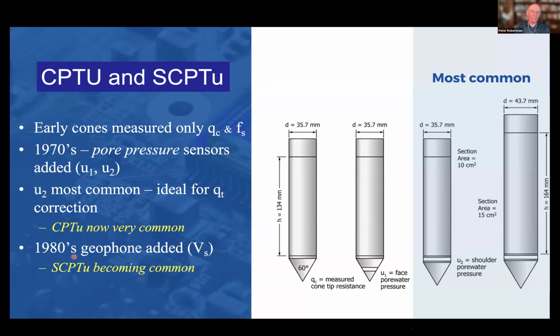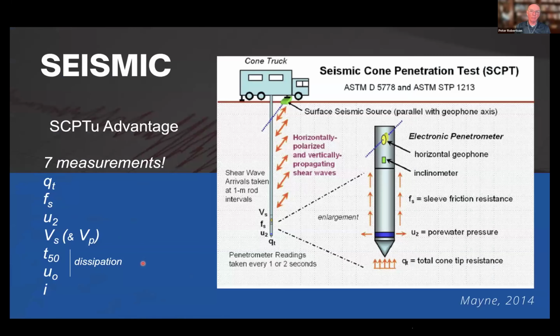And as I say, in the early 80s, we added geophones into the cone so that you can measure shear wave velocity. The attraction is you have a device that you push in. You measure the tip resistance, which is the load on the tip divided by the cross-sectional area. And of course, you measure the sleeve friction, which is the load as the soil passes the sleeve divided by the surface area. That gives you the frictional resistance in units of stress. And then, of course, you've got the water pressure. So you've got tip, sleeve, and pore pressure all in units of stress.